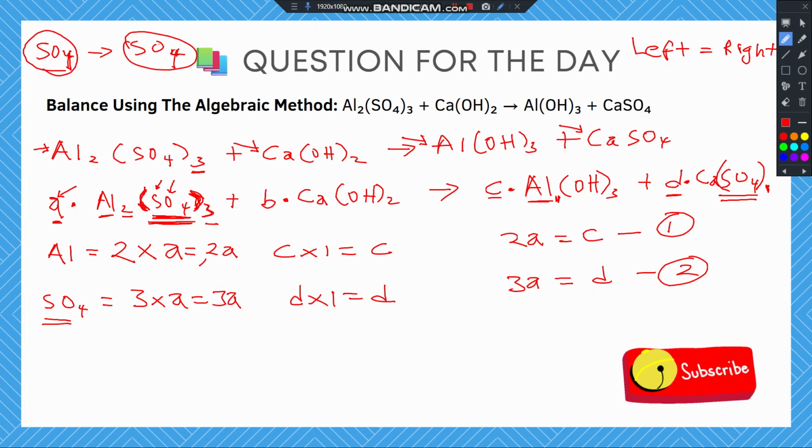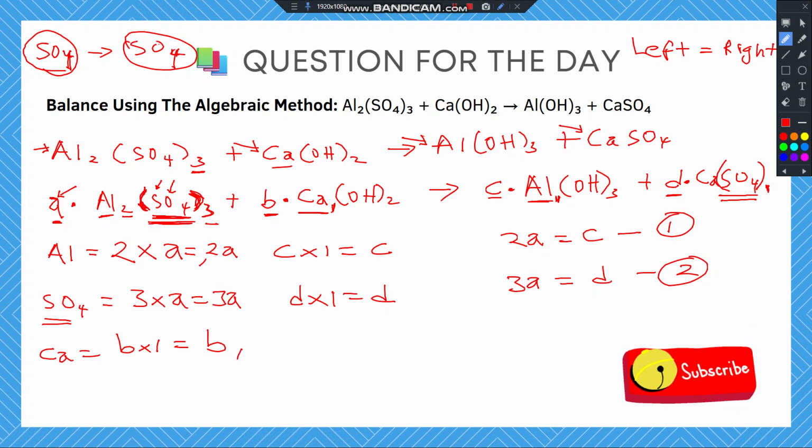The third element we have is calcium. Now calcium appears here on this equation. You can see calcium has no subscript, or its subscript is 1, even though it's not identified. And its coefficient is represented by the letter B. So we have B multiplied by 1, which represents the number of atoms of calcium that we have on the left hand side. B multiplied by 1 gives us B.